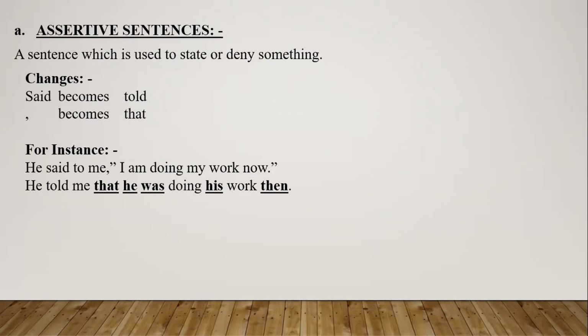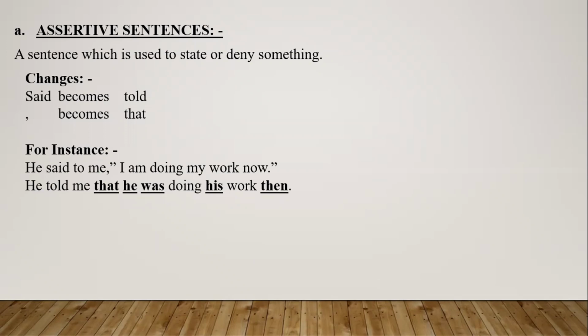Let's get started with kinds of sentences. Number one, we have the assertive sentence. First of all, we should know what an assertive sentence is: a sentence which is used to state or deny something. You can say an assertive sentence is a statement, either positive or negative. So if you see in reported speech that the sentence is assertive, changes would be like that: said becomes told, and we replace the comma with that. For example, he said to me, I am doing my work now.